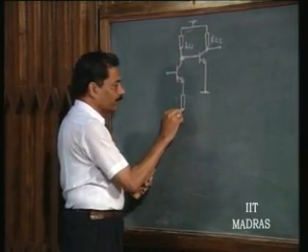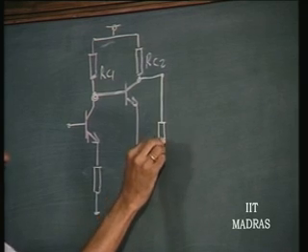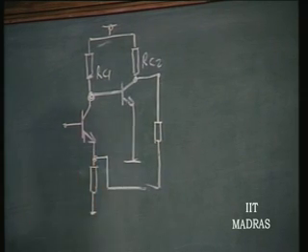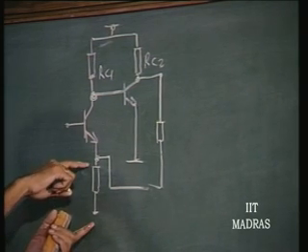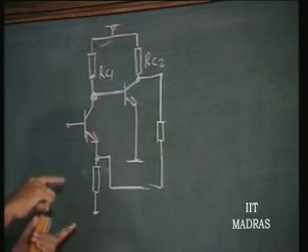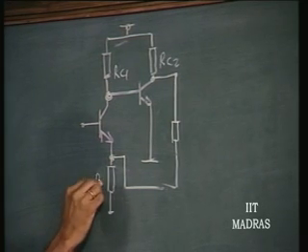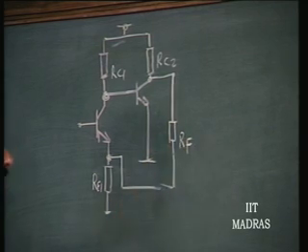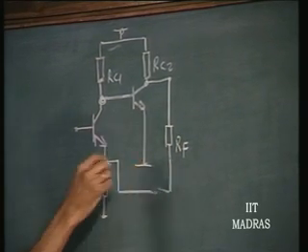H feedback, that is output voltage is sensed, and fed back in series as voltage. It is called voltage series also otherwise popularly. So, we have the feedback resistances being called RE1 and RF.